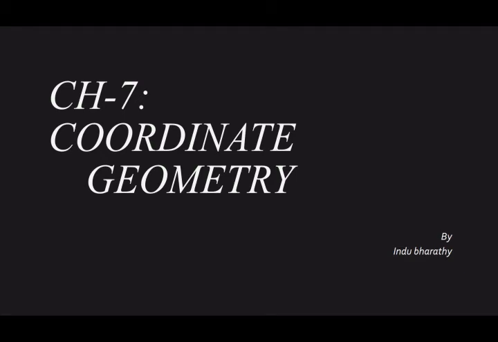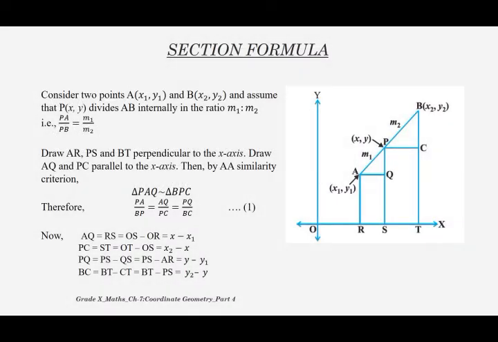Good morning. In this video, we are going to continue with chapter 7, coordinate geometry. In today's session, we are going to see section formula. When a line segment is divided by a point in a fixed ratio, this formula enables us to find that point. For this, let us consider 2 points A (x1, y1) and B (x2, y2) and assume P (x, y) divides it in the ratio m1 is to m2.